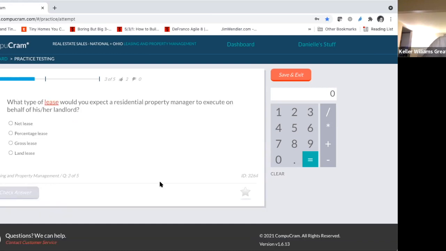All right, what type of lease would you expect a residential property manager to execute on behalf of his or her landlord? A, a net lease, B, a percentage lease, C, a gross lease, or D, a land lease?